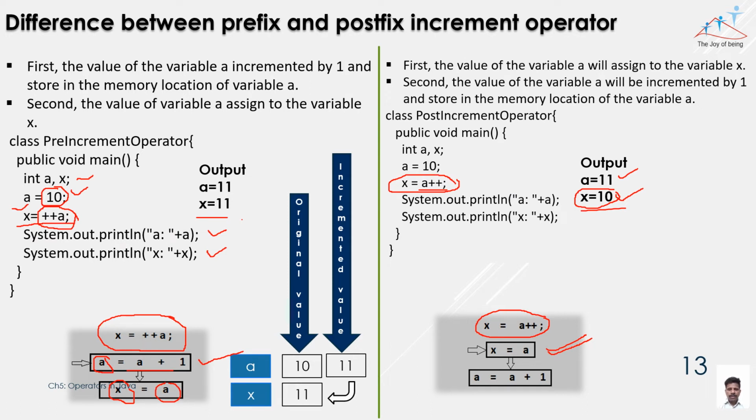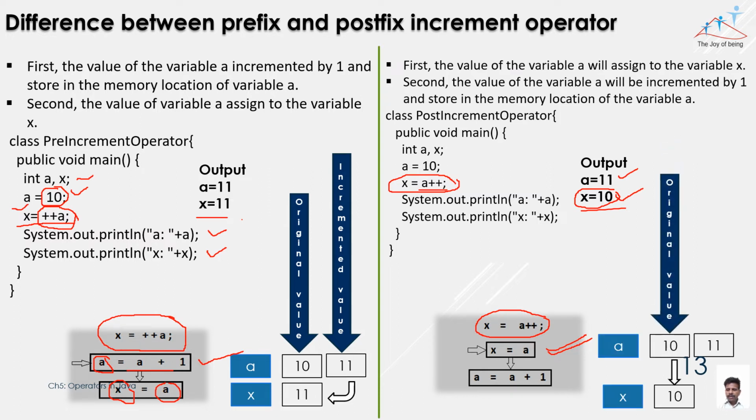Here you can see, first it will assign the value of a to x, that is 10, then it will increment because it is a postfix increment operator. If it is decrement, it happens in the same way, decrement and use, and use and decrement, in the same sequence.